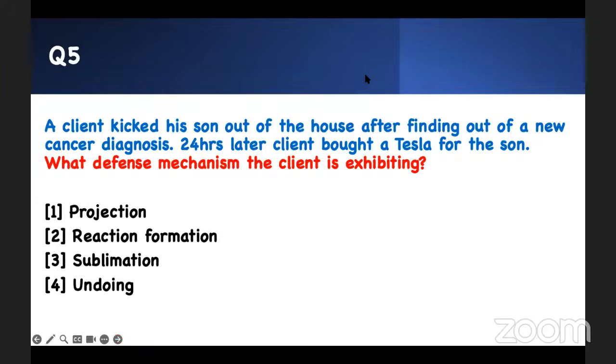Okay, number 5. Let's do this. Straightforward, right? What defense mechanism is the client exhibiting? The client kicked his son out of the house after finding out about a new cancer diagnosis. 24 hours later, the client bought a Tesla for the son. What is he doing? He found out that he has colon cancer, he kicked the kid out, and 24 hours later he bought a Tesla for the kid. Is he projecting? Is it reaction formation? Is it sublimation? Or is he undoing it?